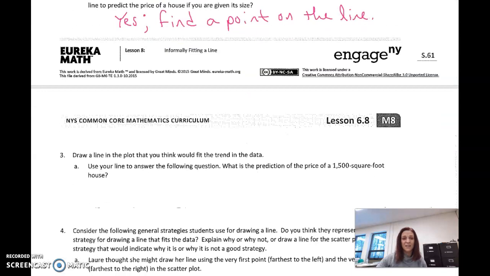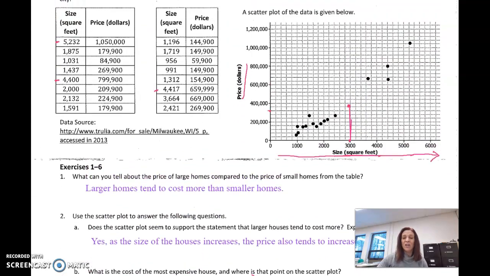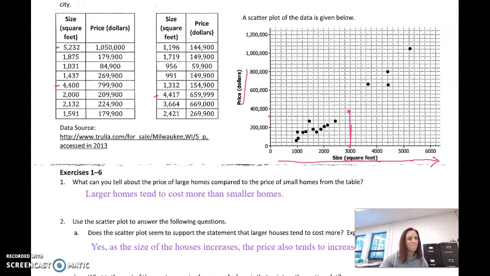So the next part says, well, draw a line that you think would fit the trend in the data. So this is the tricky-ish part, okay? We need to draw a line that fits the data. So this is the smallest point and this is the biggest point. And sometimes people think that we need to draw a line kind of like that, okay? Now, if you kind of glance at it, it's not bad. It really isn't. I don't know if it's the best fitting line though.